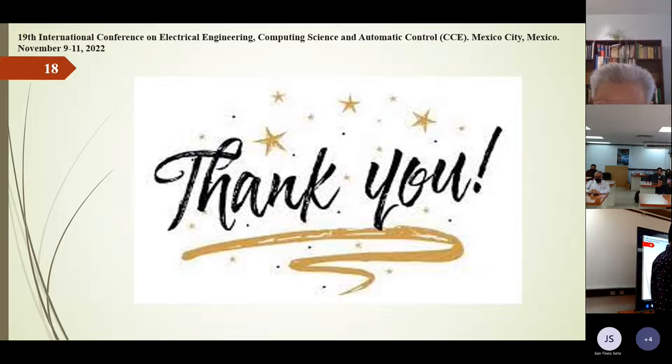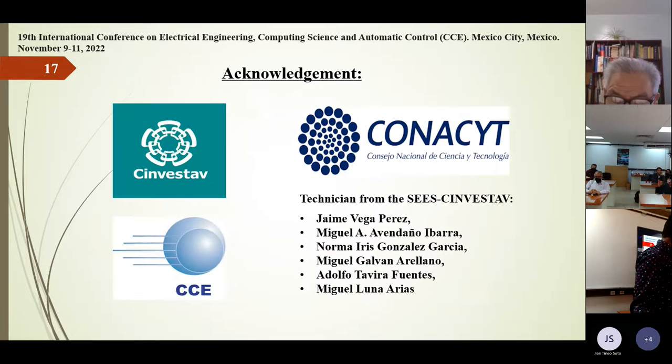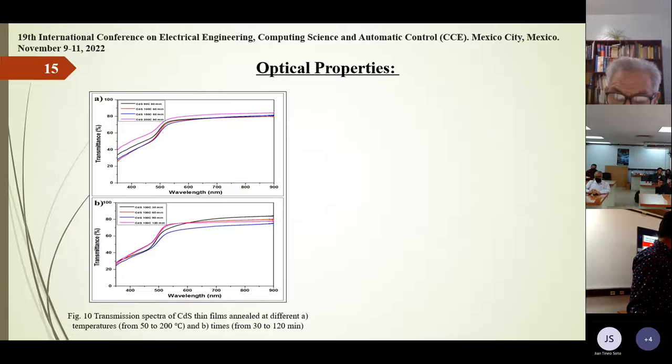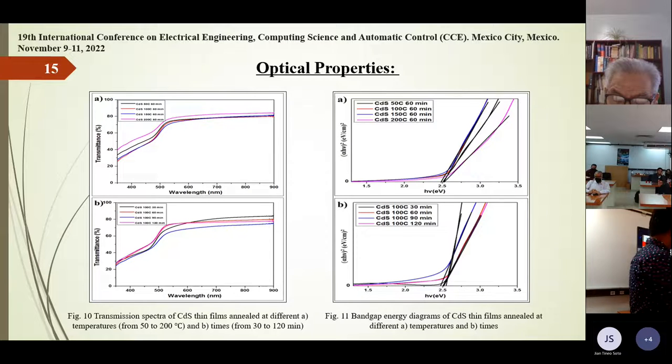Dr. Arturo, please. Ashok? Yes, doctor. Can we see the results for the transmittance of your samples? You see that the transmittance is above 20% for high energy photons. How do you explain that?